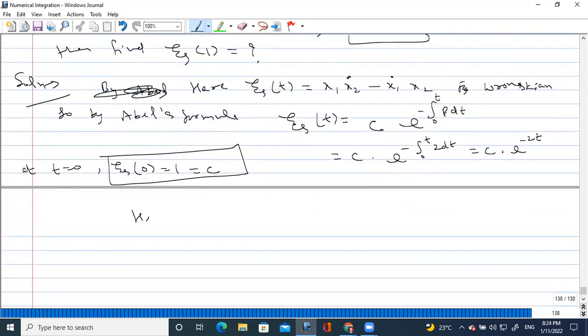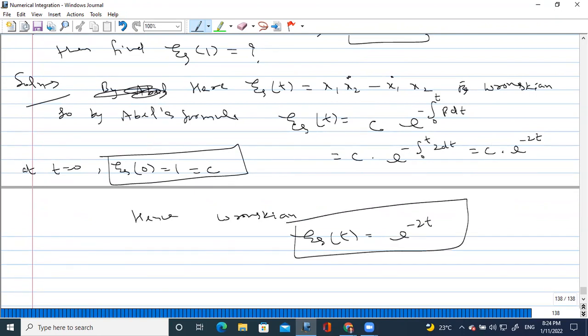Okay. Hence, the Wronskian will be 1 into e to the power minus 2t. Finish? Now they are asking what is the value of the Wronskian at t equal to 1. So just put t equal to 1, it is e to the power minus 2.